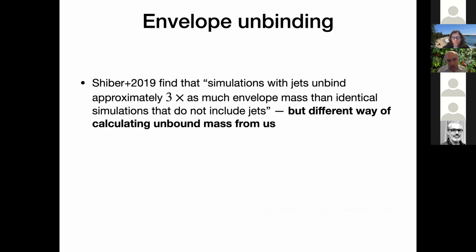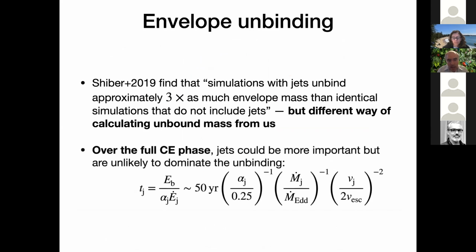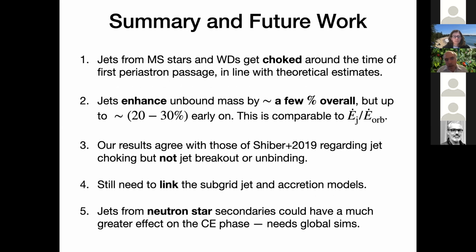So we look at all the mass in the simulation, and they look at the mass outside of a sphere of 1 AU radius. And you can ask, okay, well, our simulation is short. What would happen in the long run? And you can estimate how long it would take for the jet alone to unbind the envelope. And you have to assume some efficiency and so on, but I get a number of 50 years for these optimistic jet parameters. So it could be important, but it probably wouldn't be dominant compared to the orbital energy, because most people estimate common envelope phase would take about 10 years for this particular system.